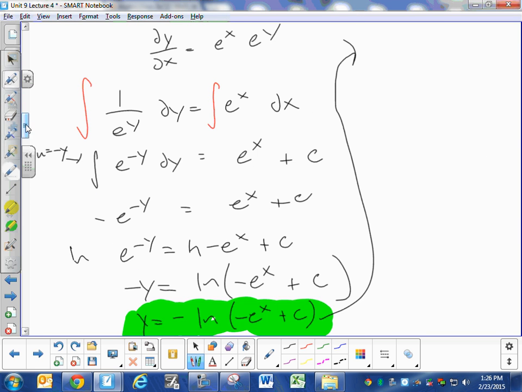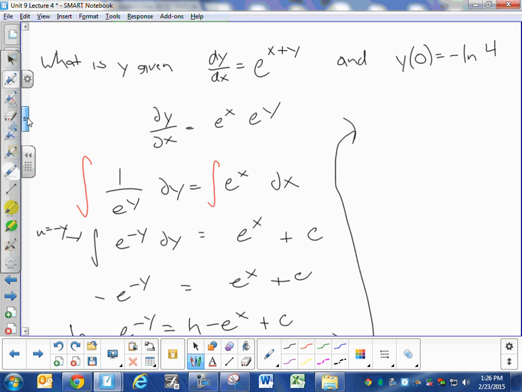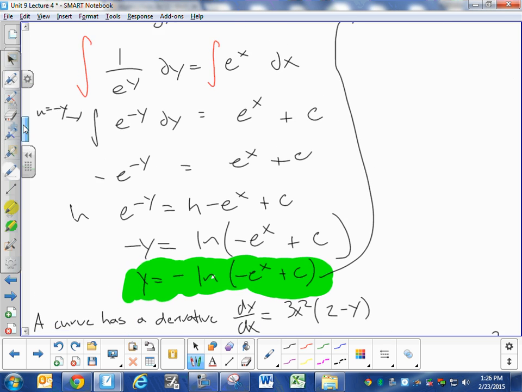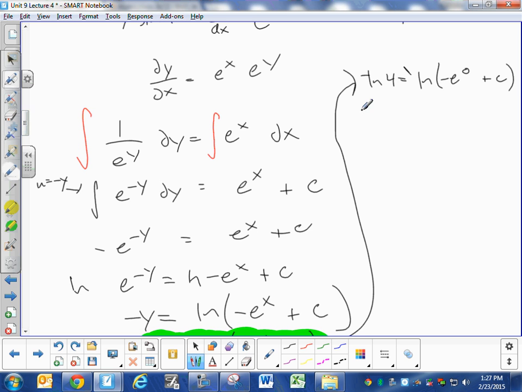I'm going to finish this one up as well. Y of 0 is negative log 4. So negative log 4 is equal to log of negative e to the 0 plus c. Sorry, that's a negative. So negative log 4 will equal negative log. This would be negative 1, not 1. So that means c would have to be 5.